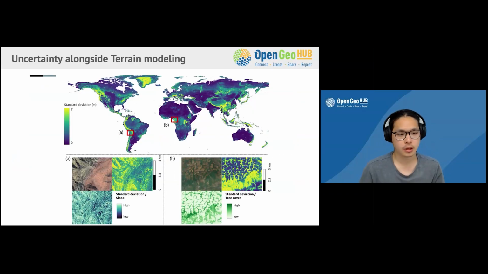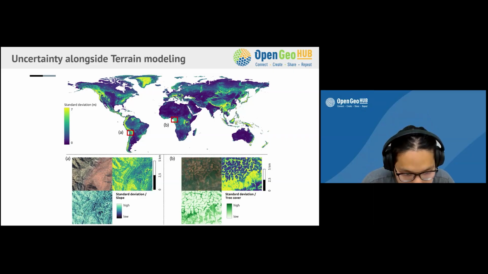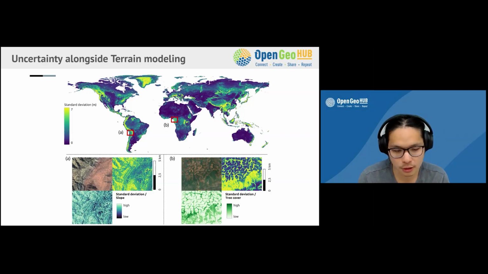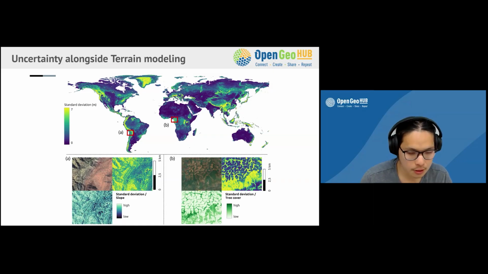We also predict an uncertainty map alongside the terrain prediction. We quantify the standard deviation by using different numbers of nodes from the reference forest to derive it, and we also map this. We found that this terrain uncertainty is associated with slope and tree cover, but this is a brand new product that no one has ever produced, and we welcome people to investigate this product and see how we can dig out what is actually associated with terrain prediction uncertainty. But yeah.